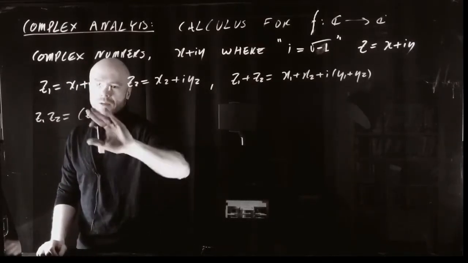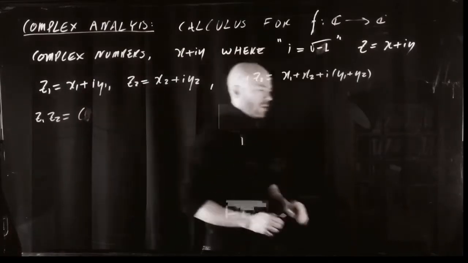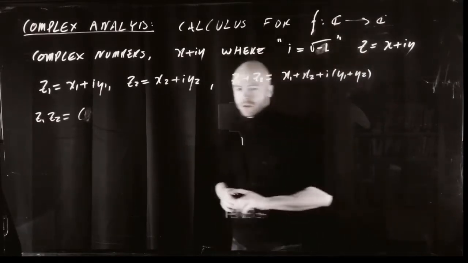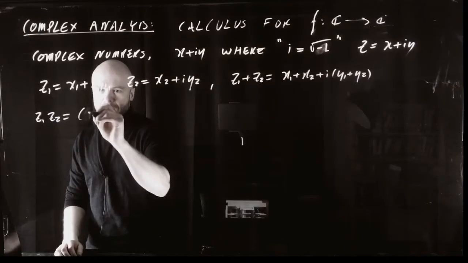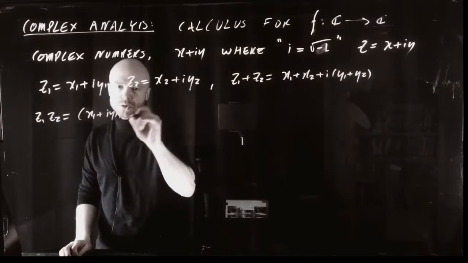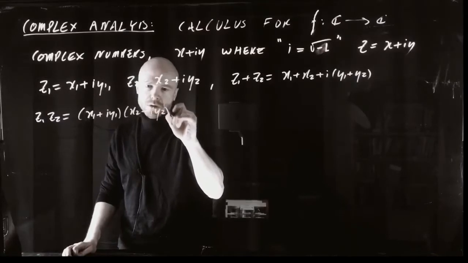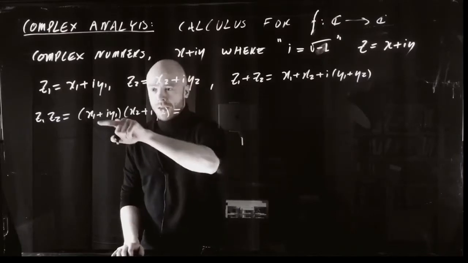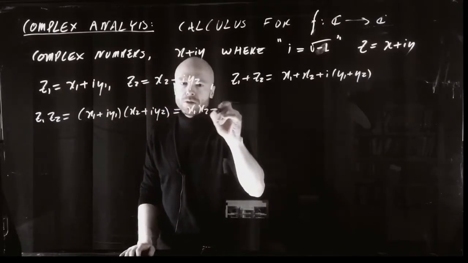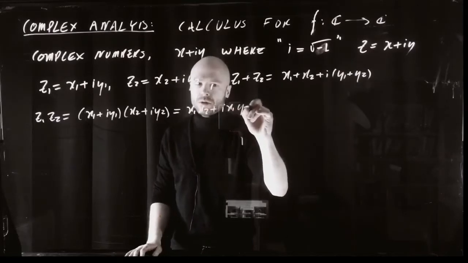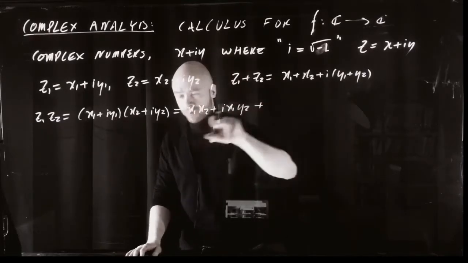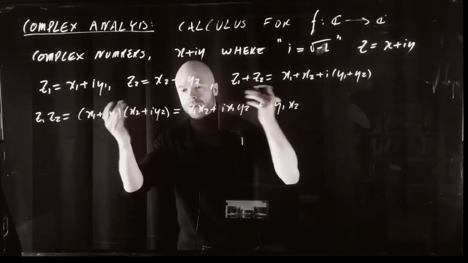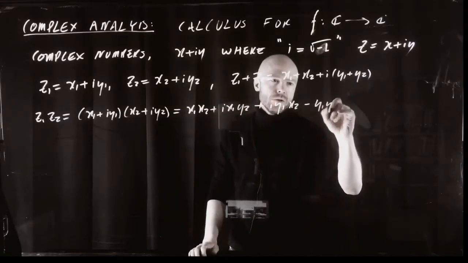So if we multiply these numbers, let me turn up the light on the board a little bit. If we multiply these numbers, then we just multiply through all this stuff and see what we get. So if we multiply the x1 through all this, we have x1 x2 plus i x1 y2. And then we multiply the i y1 through the rest of this stuff. We have i y1 x2. And then using the fact that i squared is -1, we have minus y1 y2.